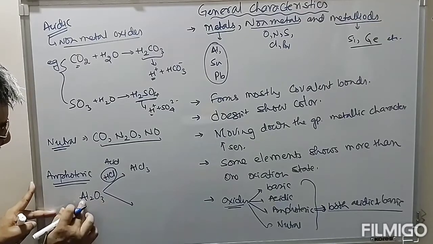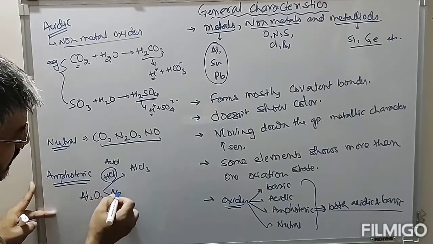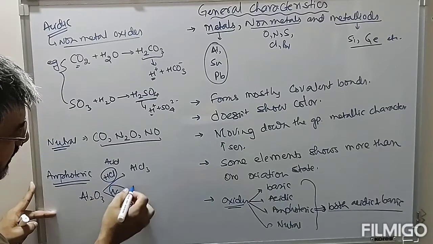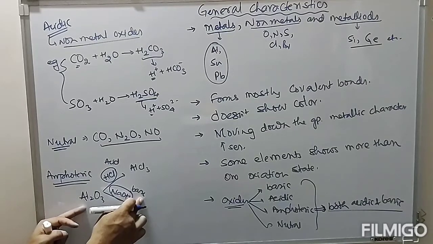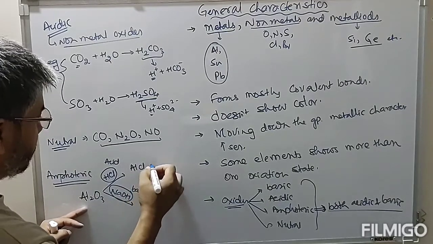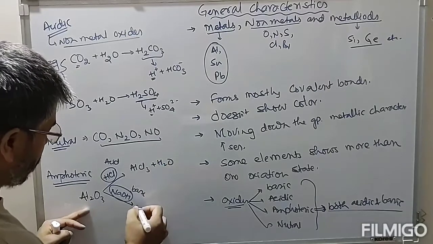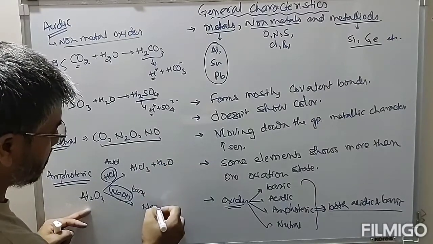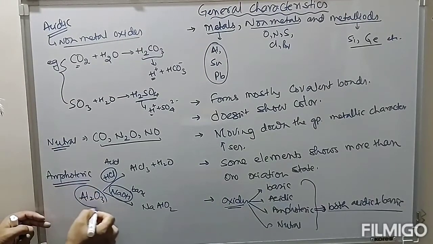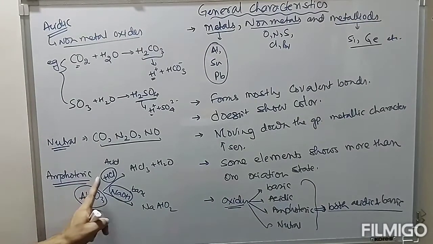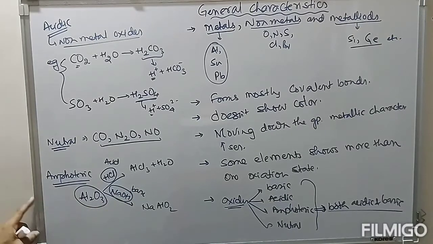On the other hand, this aluminum oxide also reacts with sodium hydroxide. Sodium hydroxide is a base. So the substance reacting with base must show acidic character. So this Al2O3 reacts with acid as well as base. So we say this is amphoteric in nature, showing both acidic as well as basic character.